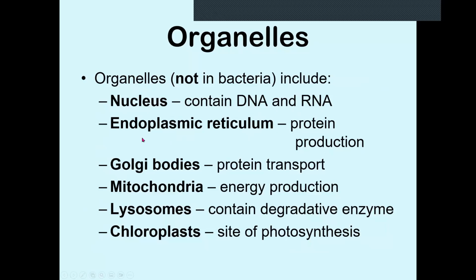More details on all these as we go, but the endoplasmic reticulum is very important. It's involved in protein production. The Golgi bodies are where protein transport happens. The mitochondria is where ATP, the energy, is produced. Lysosomes are little bubbles, if you like, inside the cell, and they degrade things within the cell that are no longer required. There are also chloroplasts in plants where photosynthesis occurs.